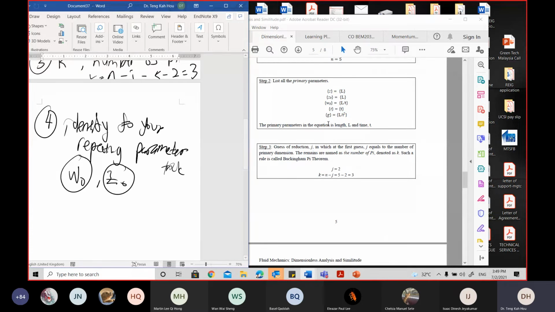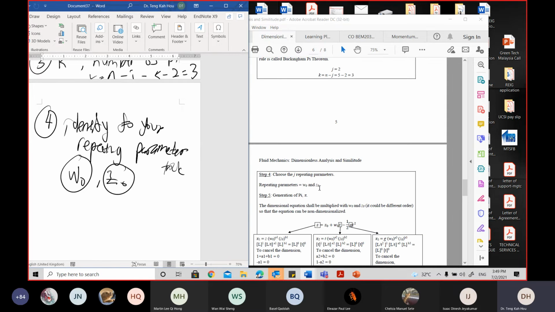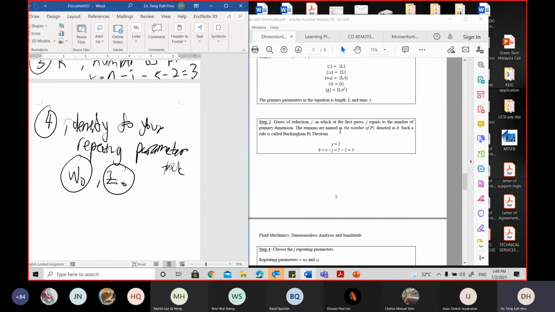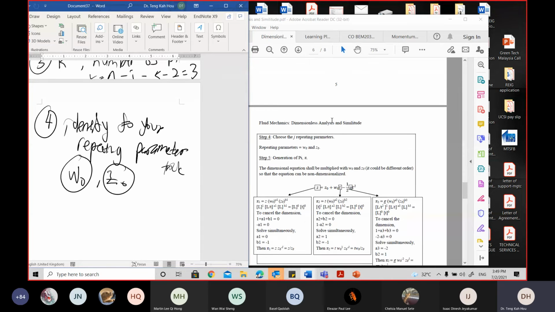Of course, you cannot select Z and ZO because this is already repeated. It's the same L and L. Am I right? You can't select 2 of the same thing. But in this case, you can select the L over T, or L over T squared. So for me, for these questions, I select WO and Z. And as I said, this doesn't matter. You can even select G if you want. What will make the changes is in your step 5, when you start to generate your pi value.